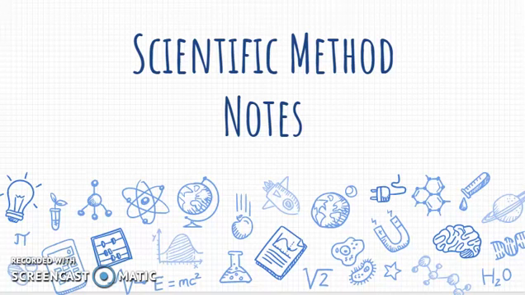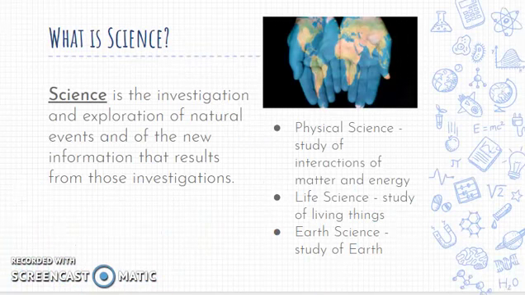The scientific method is a super important and super exciting part of all different types of science. Science is the investigation and exploration of natural events and of new information that results from those investigations. Science looks different depending on what exactly you're looking at as far as natural events go.